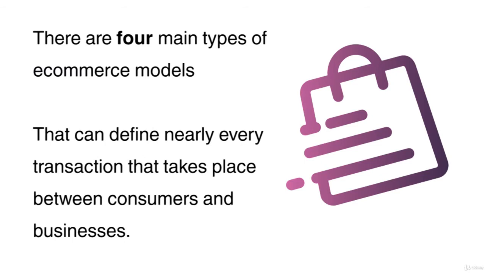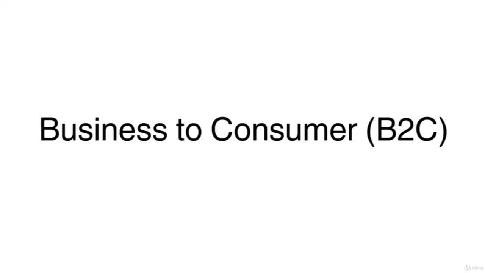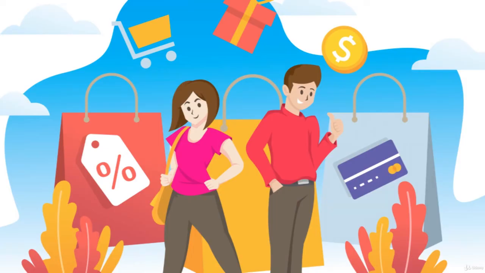There are four main types of e-commerce models that can define nearly every transaction that takes place between consumers and businesses. When a business sells a good or service to an individual consumer. For example, you buy a pair of shoes from an online retailer.